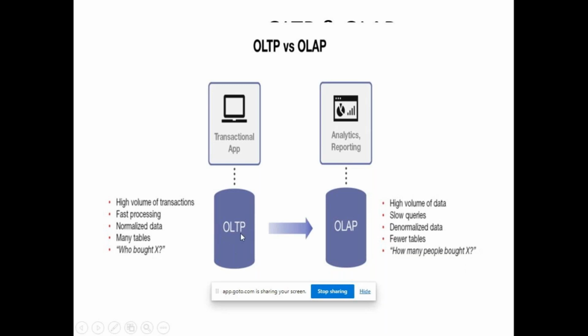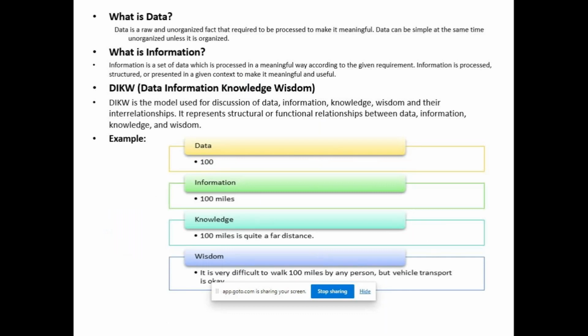Here we can get the transactional information in the OLTP system, and here we can get the summarized data in the OLAP system. You can mention a few points like these in the interview. These are the major differences between OLTP and OLAP systems.